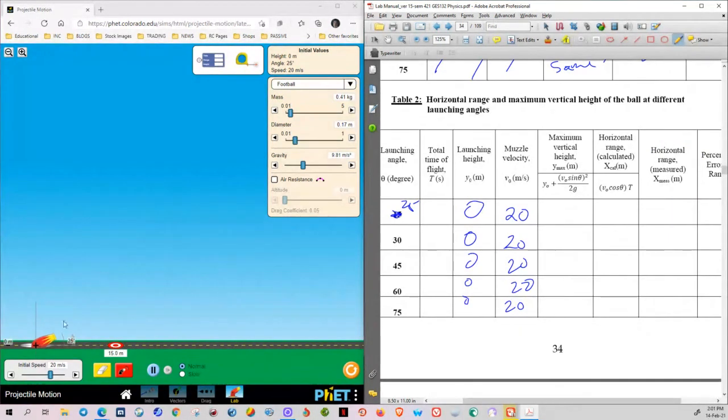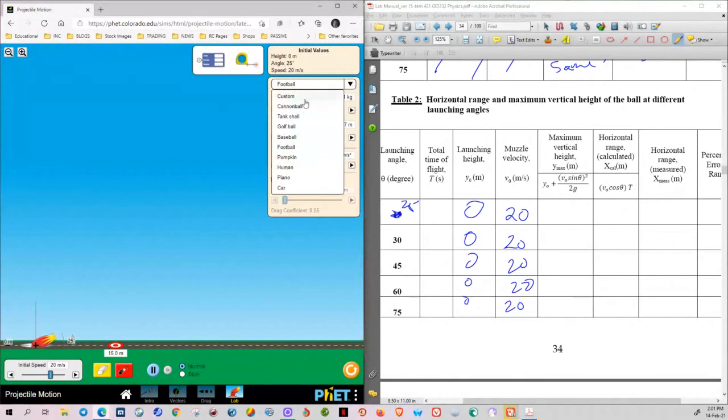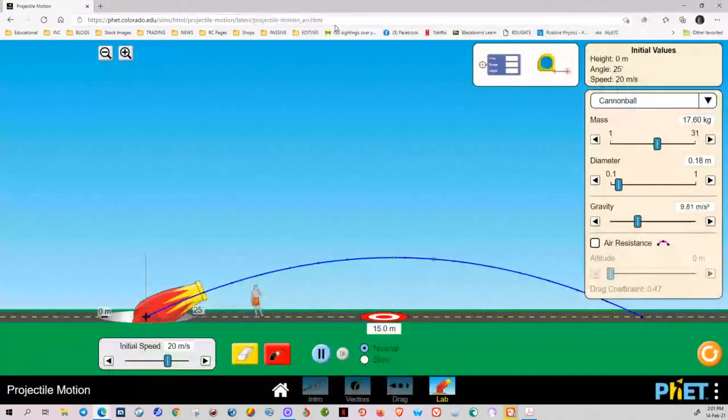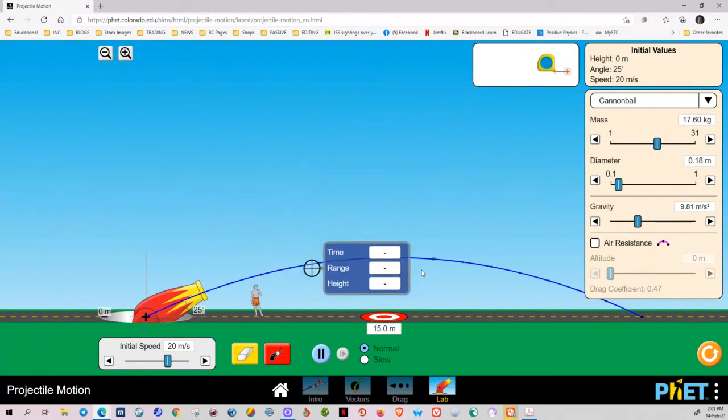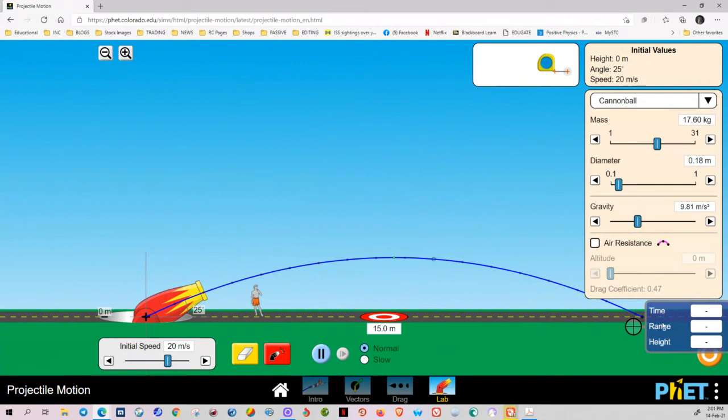So how are we going to do it? Let's go to the simulator. Set to 20. No air resistance. Gravity is 9.8. And we are going to use a cannonball, not a football. Fire. And once you have your projectile, you can zoom in. You want to measure the horizontal range and the time. So how do you do that? You take this, place it at the end of your projectile, and copy the time and the range. Is that clear, Shabab? Copy the time and the range.